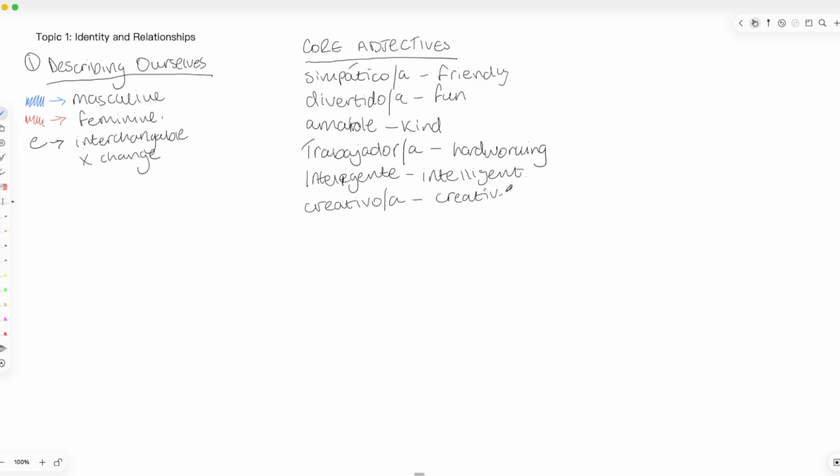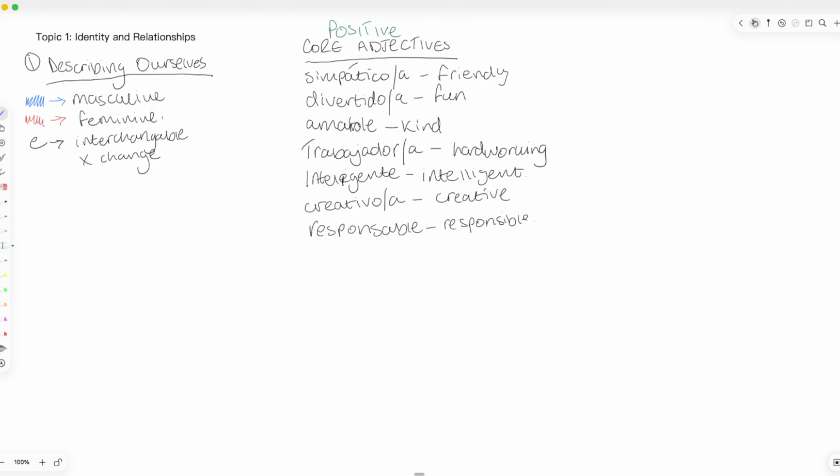Some of these are going to be cognates. And the last one that I want to consider is responsable, responsible. So there are our core adjectives. These are more focused on positive traits or characteristics of a person.